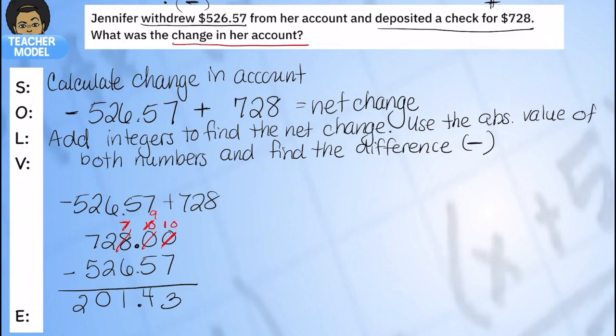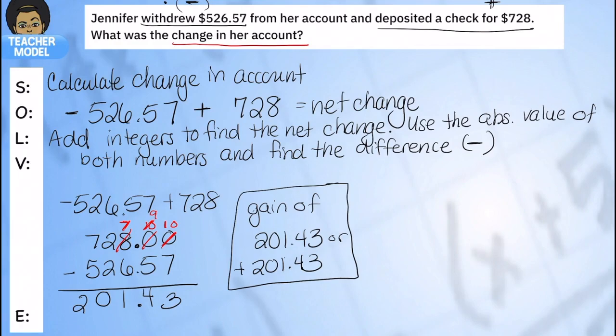Now, here's my thinking. Is this a positive or is it a negative? So looking at my values here, which one had the greater absolute value? 728, meaning when I take away the zero pairs, I'm not going to have any negatives left. I'm going to be left with only positives. So my net change, I'm going to have a gain of 201.43 or positive 201.43. There's my answer.